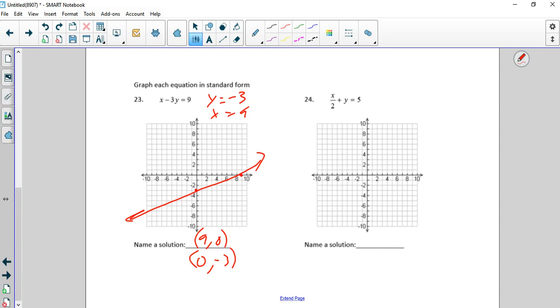Okay, cover-up method. Plug in a 0 for x. 0 divided by 2 is 0. Y is 5. It's right there. Cover-up method. X over 2 equals 5. Multiply by 2. X is 10. Connect the dots with a straight edge. Solution, I could use that point 10, 0. Or I could use the point 0, 5.